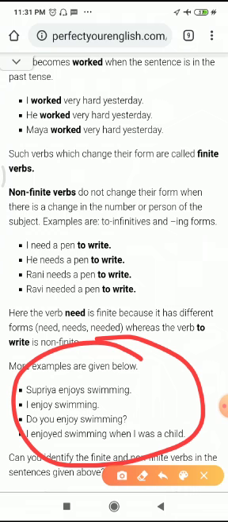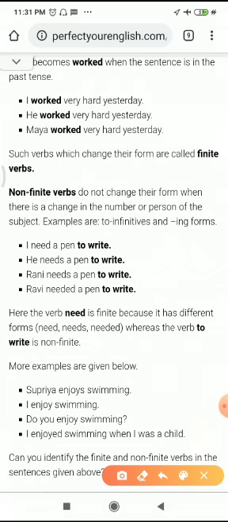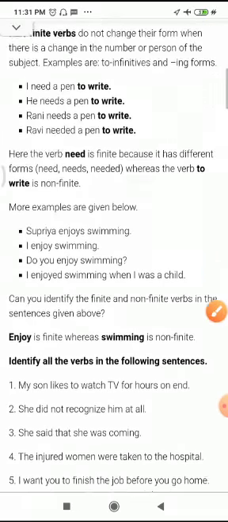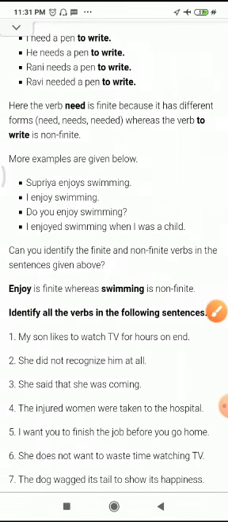Now, what is here that we must understand? First we understand the to plus verb, that is called infinitive. And in the case of gerund, we use ing to make it a noun. For example, Supriya enjoys swimming. Now, enjoys is here a finite verb. And swimming is here a gerund, meaning a non-finite verb. We are making it a non-finite verb.